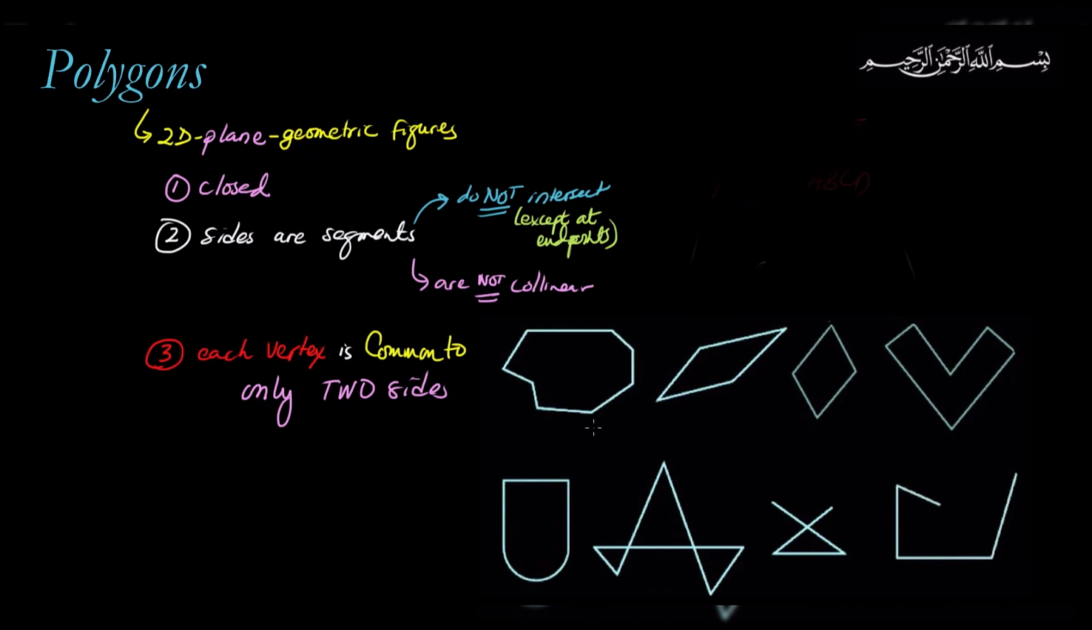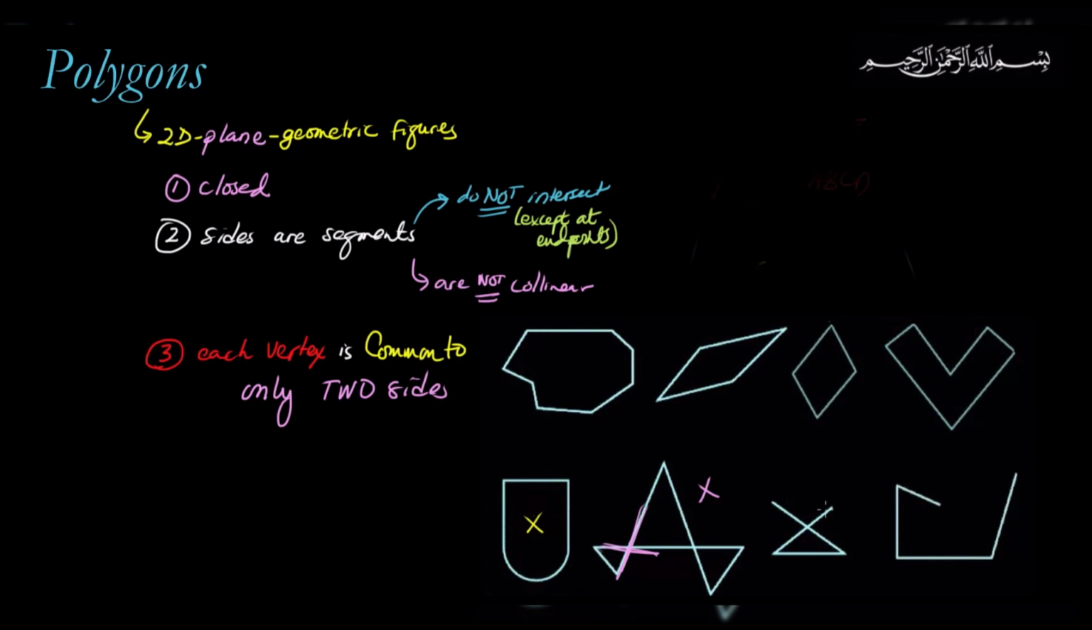The bottom figures are not polygons. This one over here is not a polygon because this one side is a curved side. You can't have curves or funky sides for polygons. Now this one is not a polygon because here the sides intersect each other. They can't intersect each other except at the endpoints. So the sides cannot crisscross each other, so that's not a polygon. Okay, so sides are segments, they do not intersect, and they're not collinear.